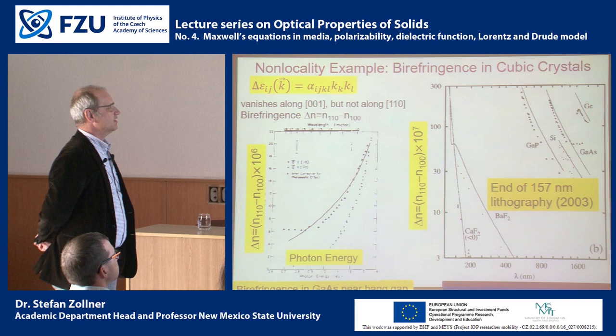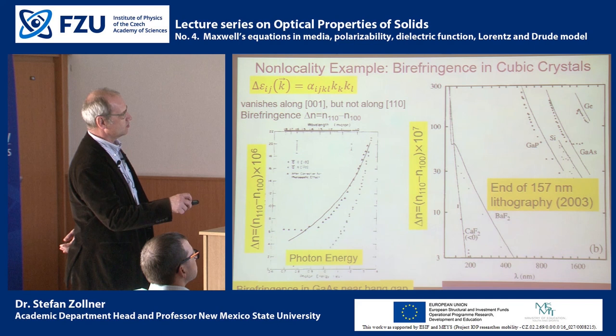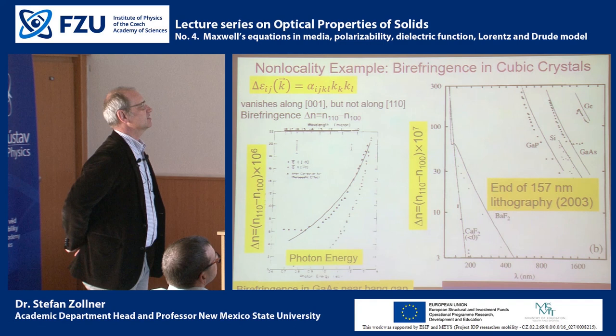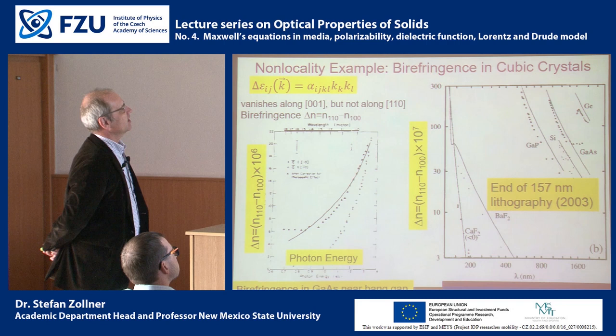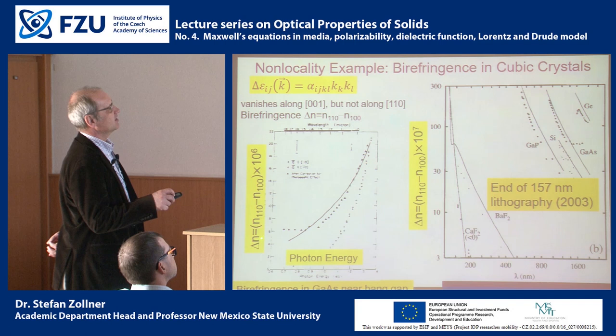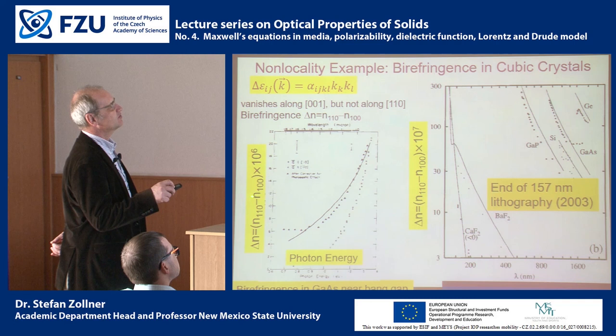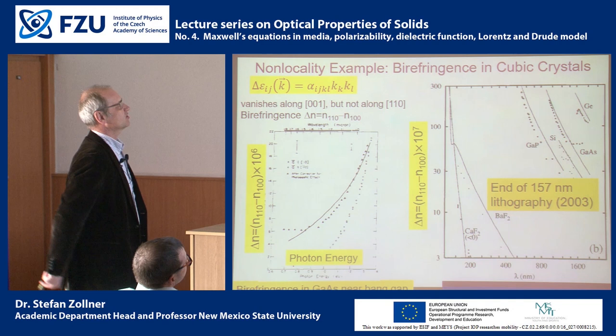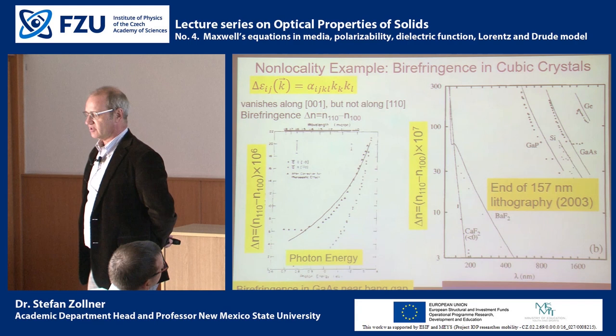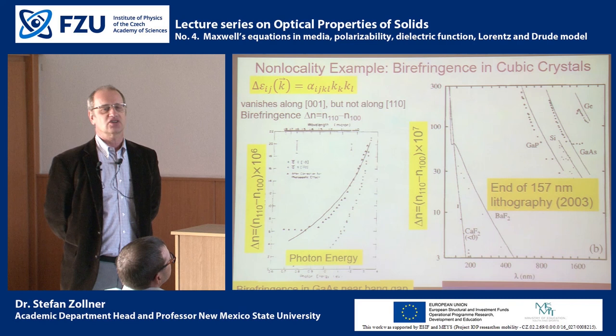So there were early experiments by Eli Burstein and then Peter Yu, who was a PhD student with Manuel Cardona, followed up on that in the 1970s. They looked at gallium arsenide and measured its birefringence. If the refractive index along the 1-1-0 direction is different from the refractive index along the 1-0-0 direction, then that is birefringence. In general, birefringence means that the refractive index depends on direction.